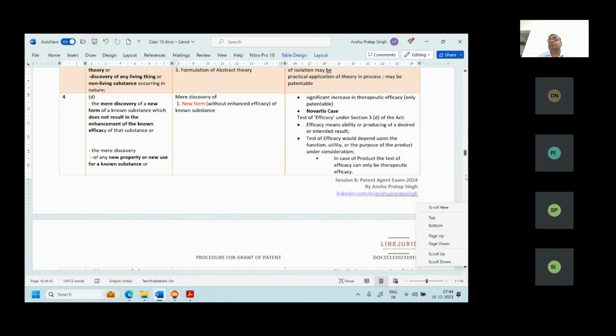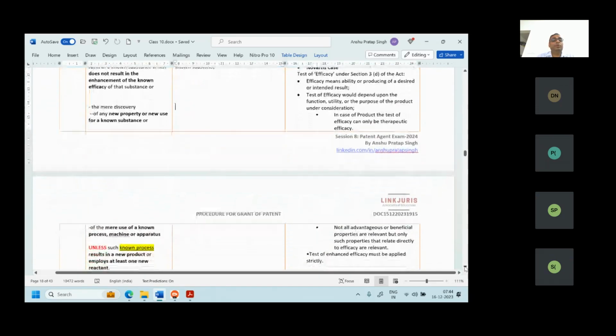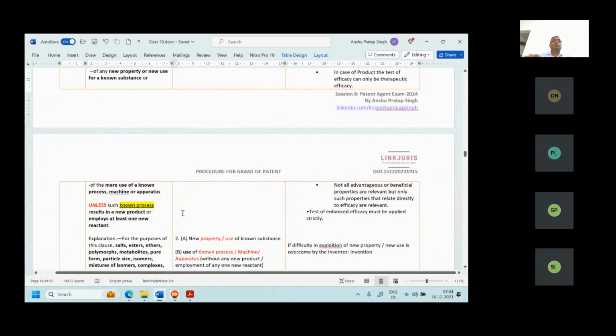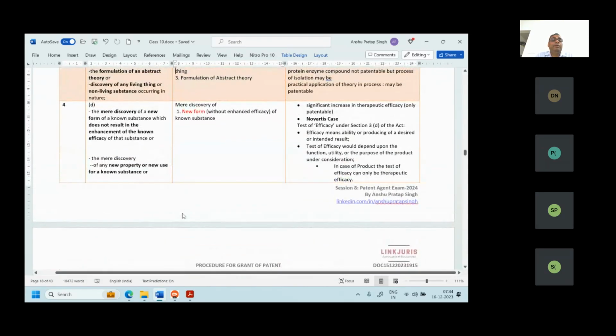Okay, and then comes the third part, which talks about a known process. First we were talking about known substance, and another part is known process. If there is mere use of a known process, machine or apparatus, that is also not patentable. When can it become patentable? We say if there is a new form, it should demonstrate an enhanced efficacy. If enhanced efficacy is there, then yes, it can be patented.